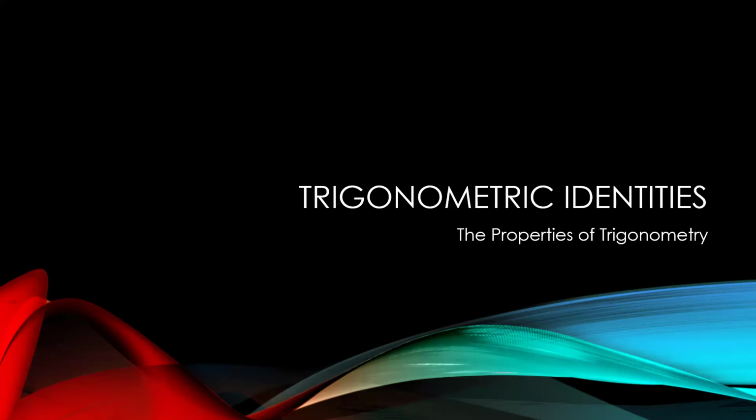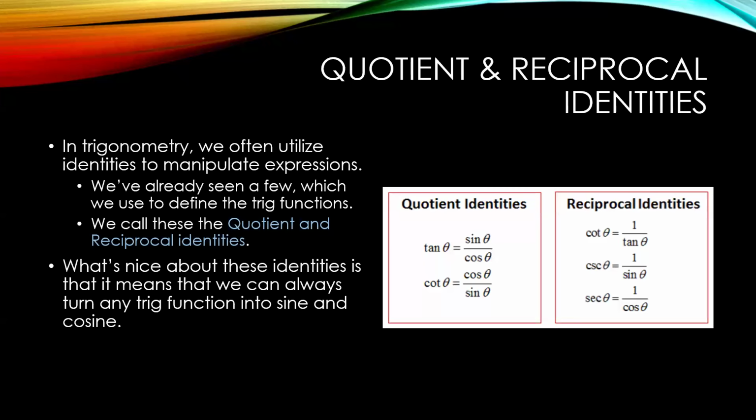Trigonometric identities. So now that we have the idea of unit circle trigonometry, we can start asking what types of properties are going to pop up. In trigonometry, we often utilize identities to manipulate expressions. We've already seen a few, which we use to define the trig functions, and we call these the quotient and reciprocal identities. So tangent is sine over cosine, cotangent is cosine over sine.